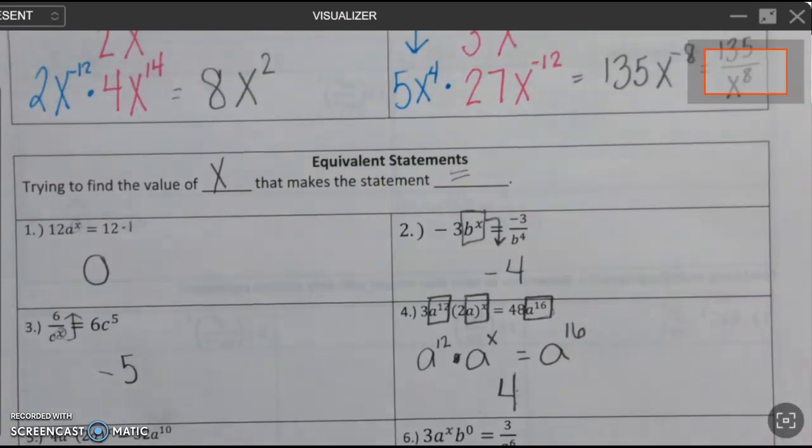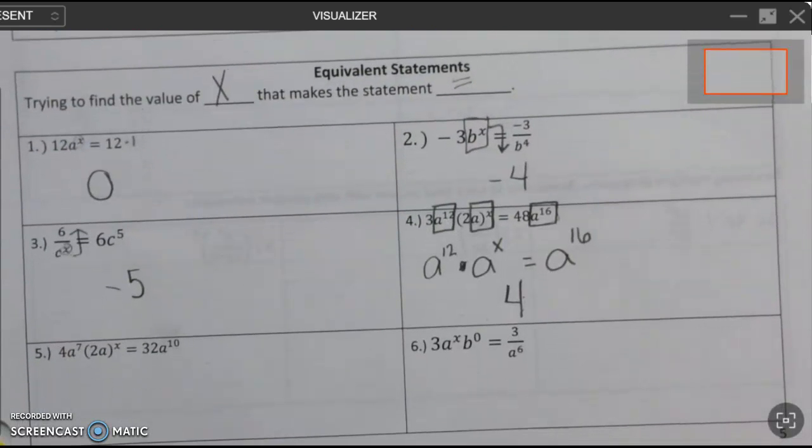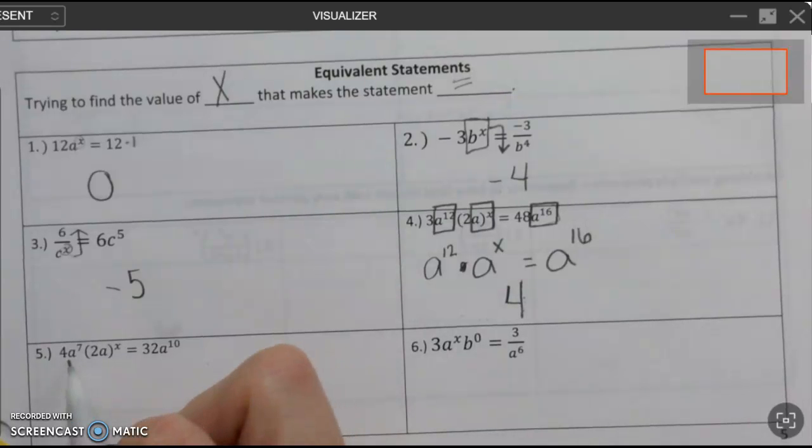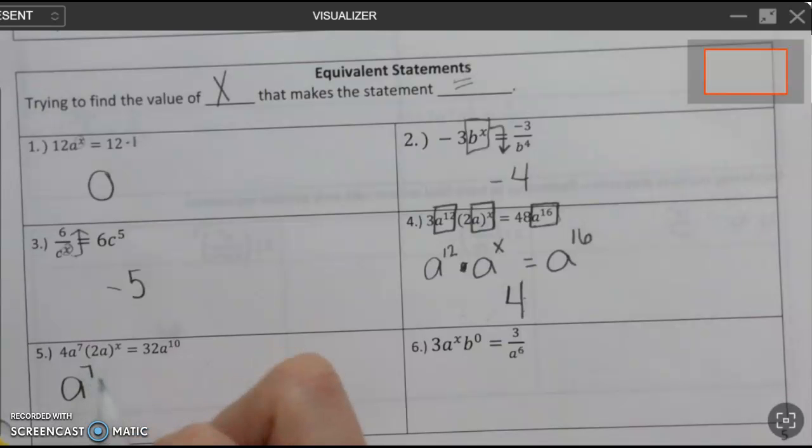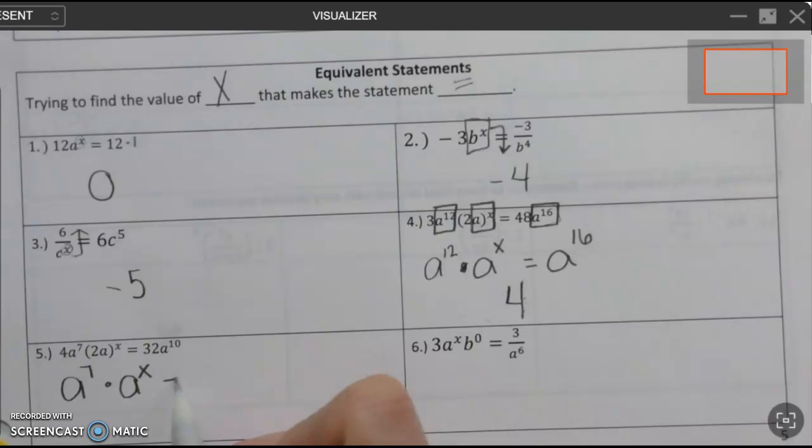Last two down here, this would be a good chance to pause the video, try the problems yourself, and then play the video to see if your answers are correct. Again, we're just going to be looking at the a to the 7th, a to the x, and I want to end up with a to the 10th. That x value had to have been 3.